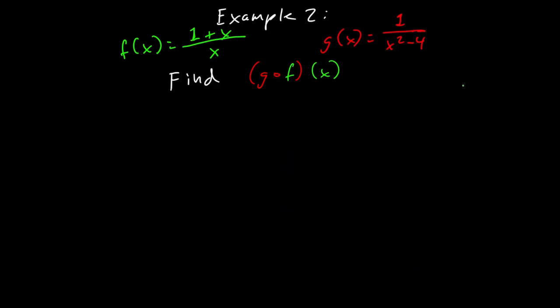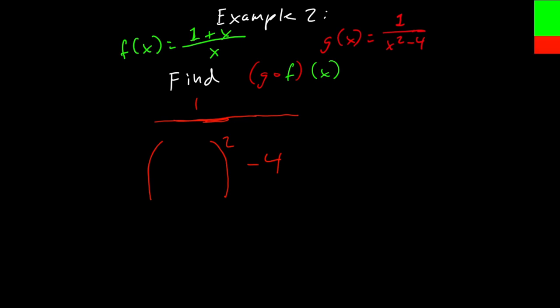Now going back to the same example where f of x equals (1 plus x) over x and g of x equals 1 over x squared minus 4, now we're finding g of f of x. So we can start by writing out g of x. That is 1 over, and then leave a space here for f of x. And I'm leaving a large space because it's a fraction. Minus 4. This is all under the radical. And here we would put 1 plus x over x.